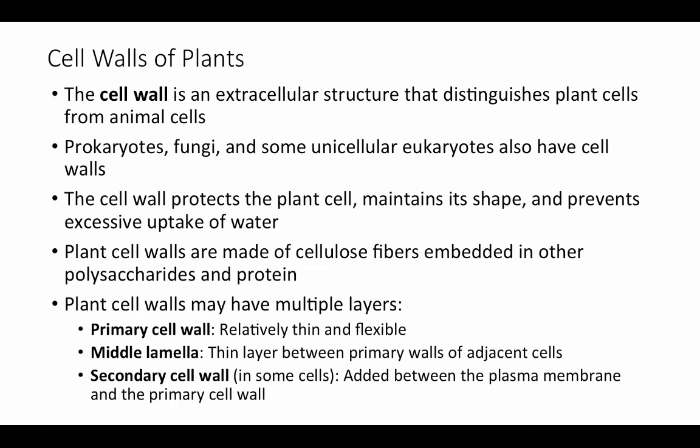So these can have multiple layers. So there's a primary cell wall that develops during the early development of a plant cell. This is relatively thin and flexible. There's a middle lamella, which is a thin layer between primary walls of adjacent cells. So some plant cells stay with just the primary cell wall and the middle lamella, but some other plants, as the cells start to mature, will secrete a secondary cell wall that's going to be added between the plasma membrane and the primary cell wall, and this is going to be a more rigid structure that gives more stability and more protection to the cell.